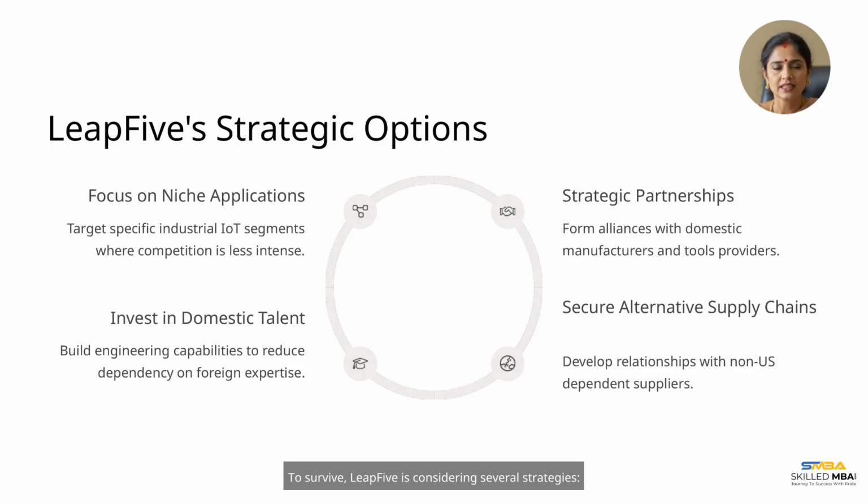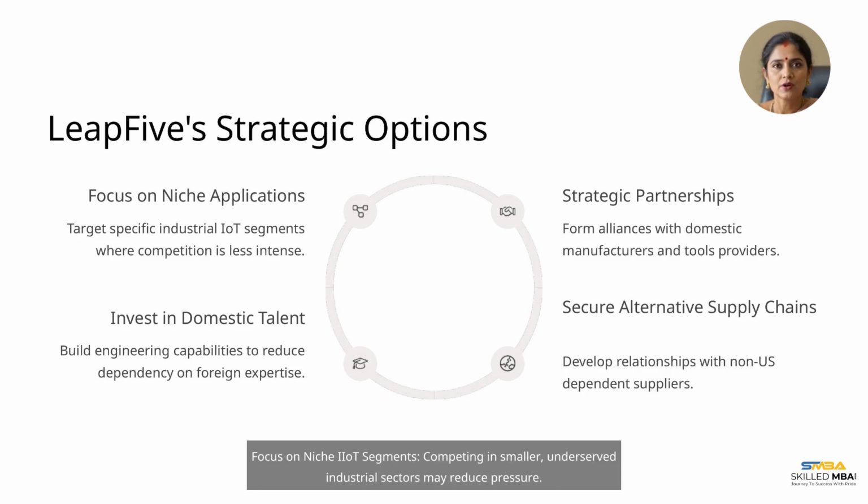To survive, LeapFive is considering several strategies. Focus on niche IIoT segments. Competing in smaller, underserved industrial sectors may reduce pressure. Strategic partnerships. Forming alliances with domestic foundries, toolmakers, and system integrators to reduce foreign dependence. Secure non-US supply chains, sourcing from India, Southeast Asia, or Middle Eastern partners where possible. Invest in domestic talent pipelines. Building a sustainable R&D team within China is key for long-term independence.